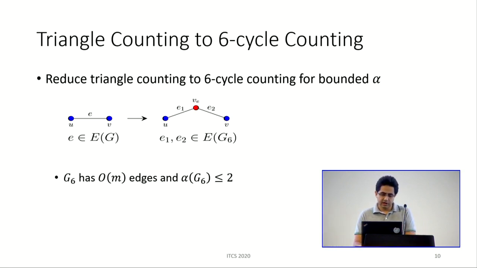Here I'll just explain the reduction from triangle counting to 6-cycle counting, but this could be easily generalized to larger cycles. Let G be the input graph of triangle counting. Just replace each edge with one new vertex, a red vertex, and connect it to both ends. This way we construct G6. Notice that we have only doubled the number of edges, but now the arboricity of the graph, or the degeneracy of the graph, is at most 2.